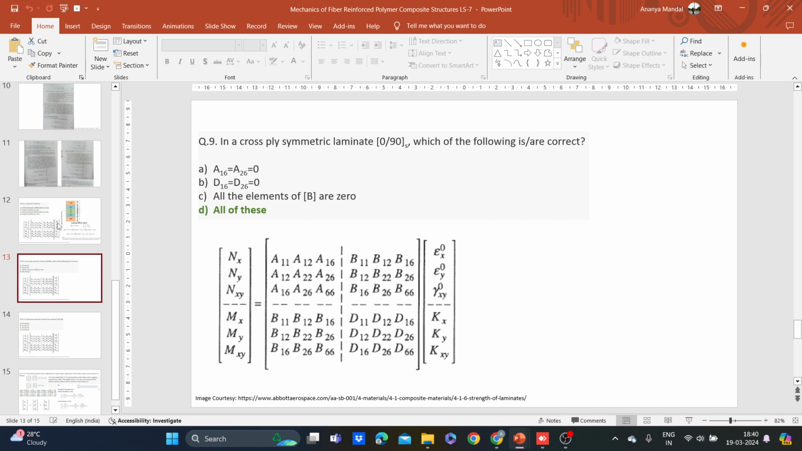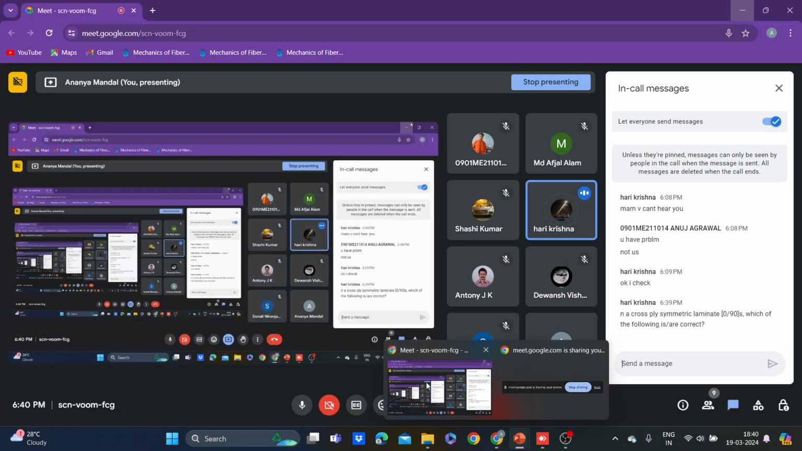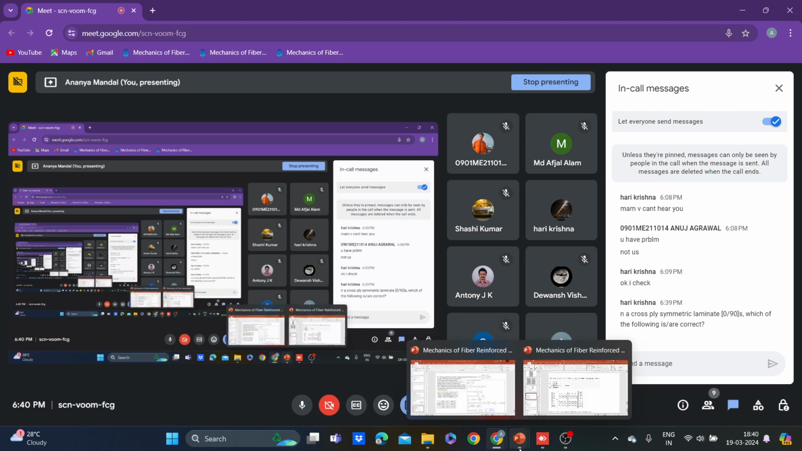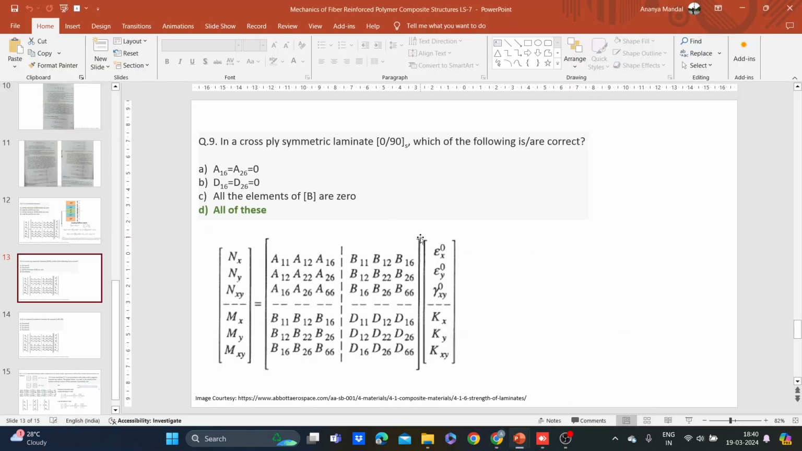See, last class I had explained the same. I took the same question, I think. All of these will be zero. Like the B matrix will also be zero, A16, A26, B16. B is also 0 here, ma'am. Yeah, B will be zero. For anything symmetric, the first thing is you eliminate the B matrix. It will be zero. Okay.